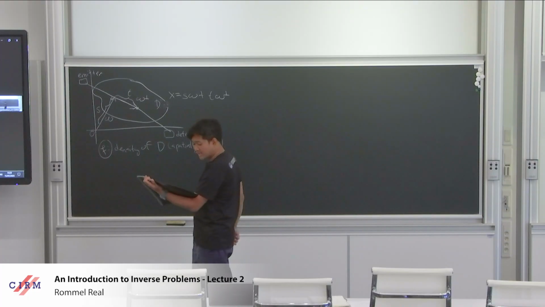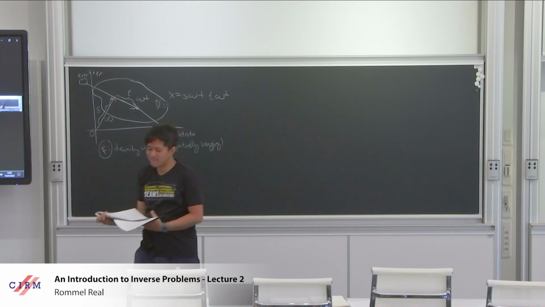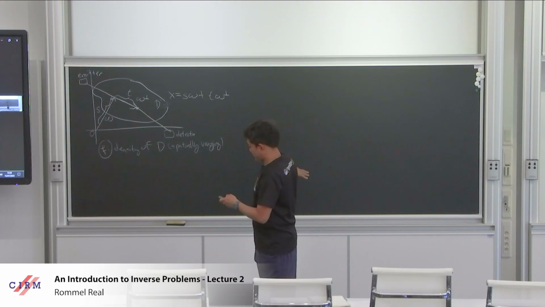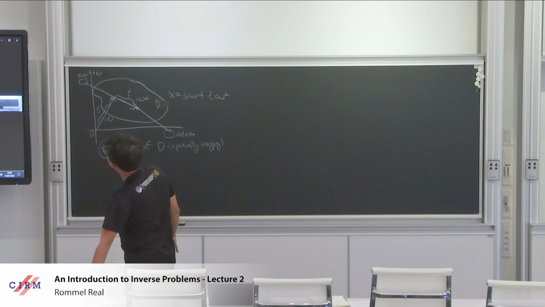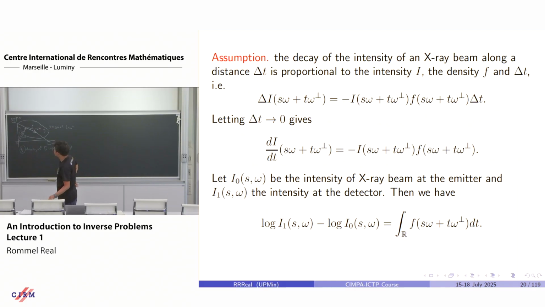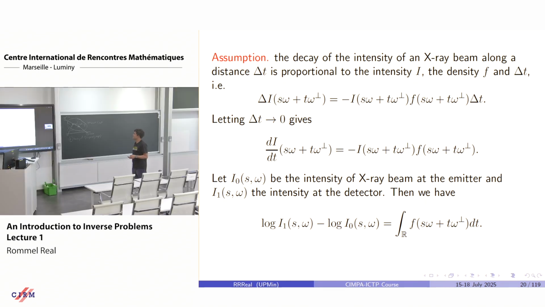And now we denote I as the intensity of the X-ray beams. So that's our model there. And then let's have an assumption, which has some physical interpretation as well. Let's assume that the change in intensity of an X-ray beam along a distance delta t is proportional to the intensity I, the density f, and delta t. Therefore, this difference equation of the intensity is equal to the negative, because we're measuring the decay, so negative of the intensity at every point in the line where the X-ray travels, times the density at that line over there times delta t. And then if we let delta t approach 0, then we have this differential equation here.